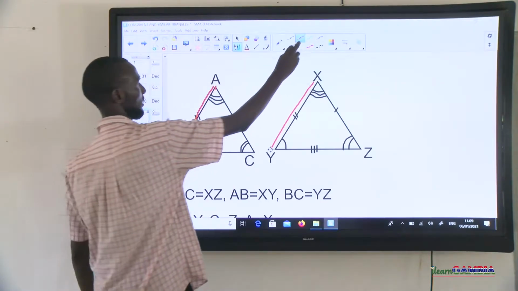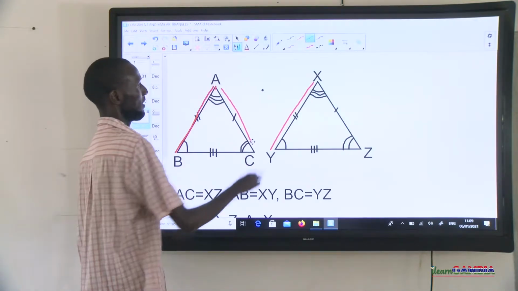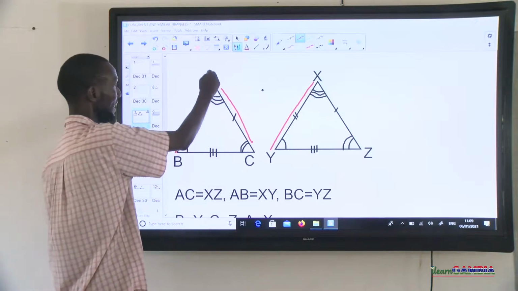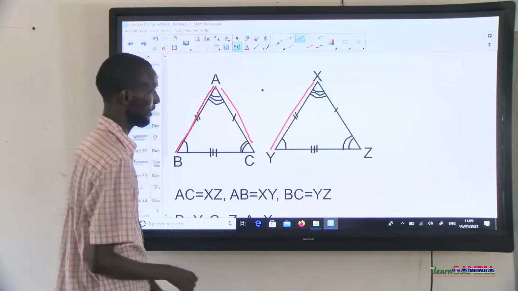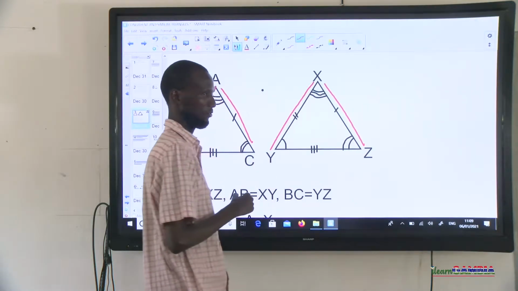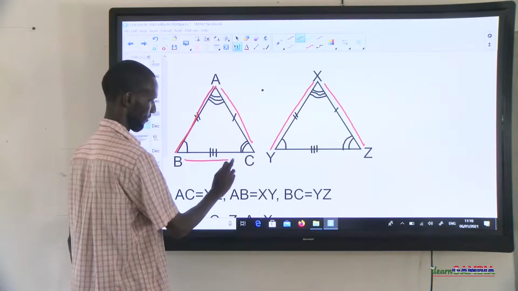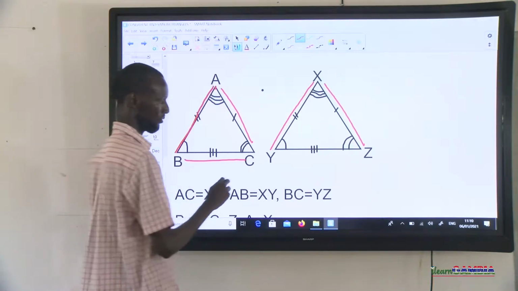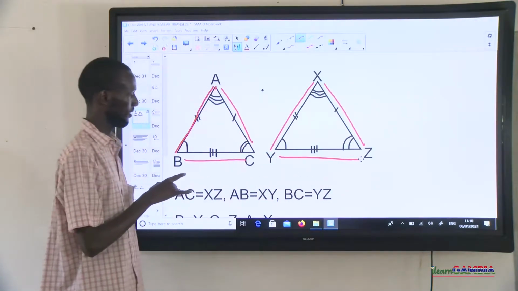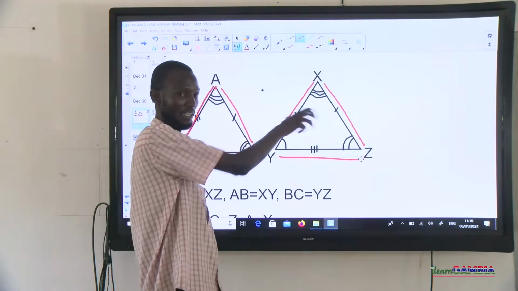Likewise, let me choose a different color. Likewise, you can see that side AC, that should be green, but never mind, let's leave it as red. Side AC of triangle ABC also is equal to side XZ of triangle XYZ. So you can see already two sides are equal, but equally, side BC of triangle ABC is equal to side YZ of triangle XYZ. So you can see already that all the 3 sides of one triangle are equal to all the 3 sides of the second triangle. All right, that's one quality already.